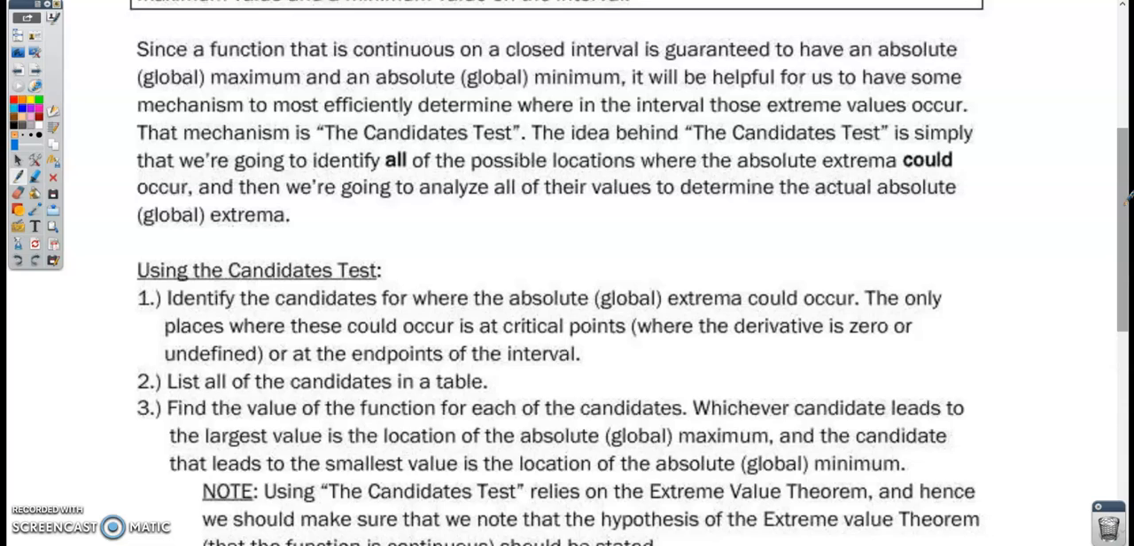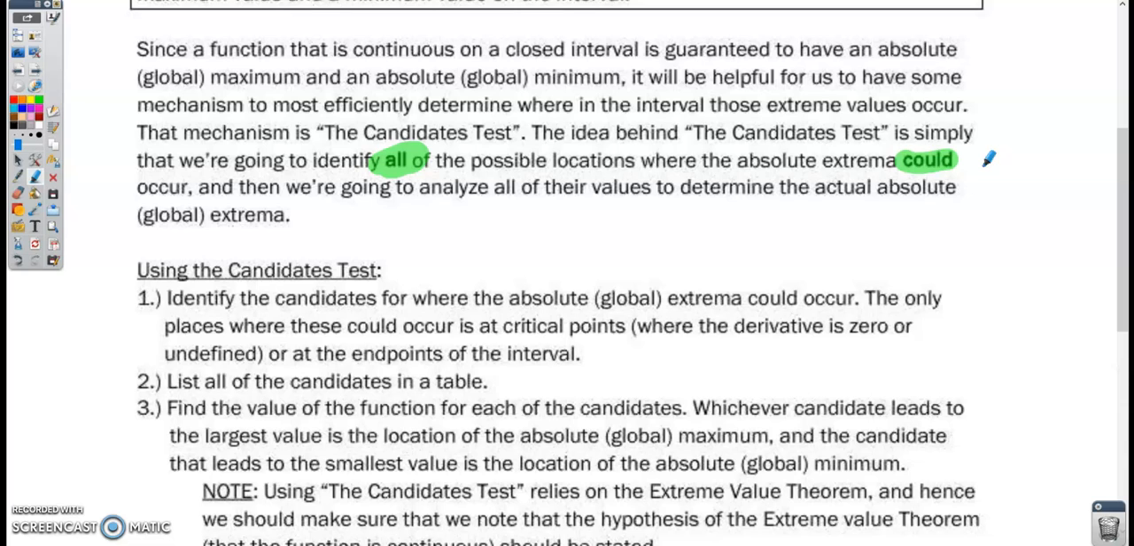So the idea behind the candidates test: we're going to identify every single one of the possible locations where the absolute extrema could occur. We're going to find all the places where it could occur, and then find the value of the function at all those places. One of those has to be the global absolute max, and one of them has to be the global absolute min.